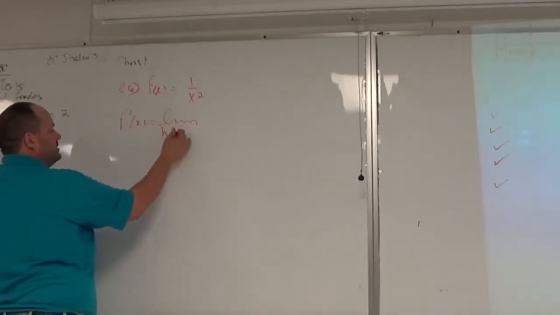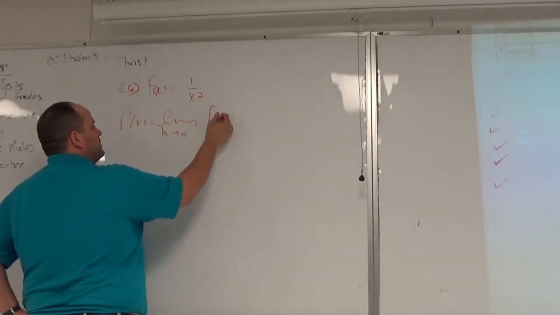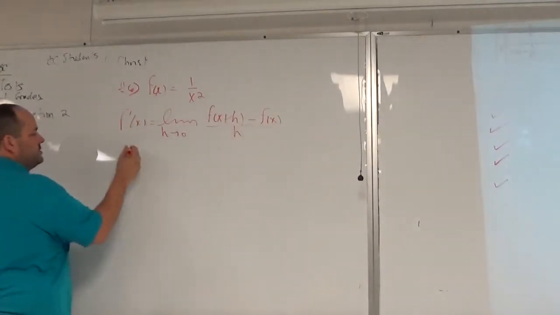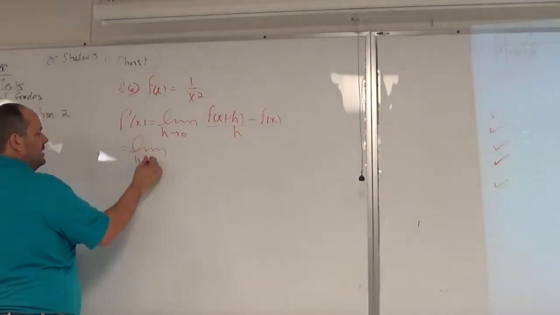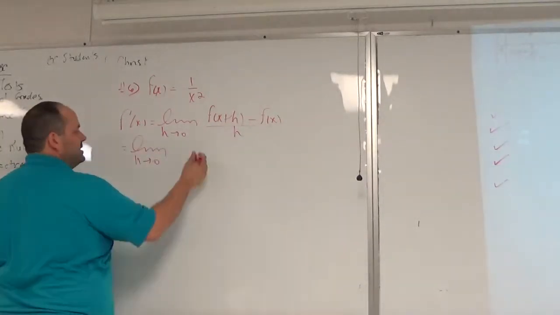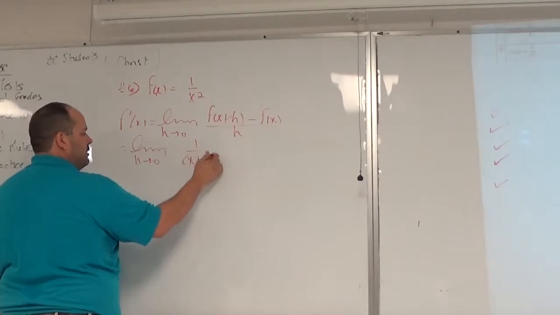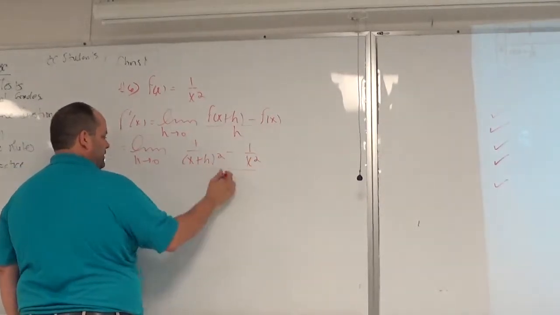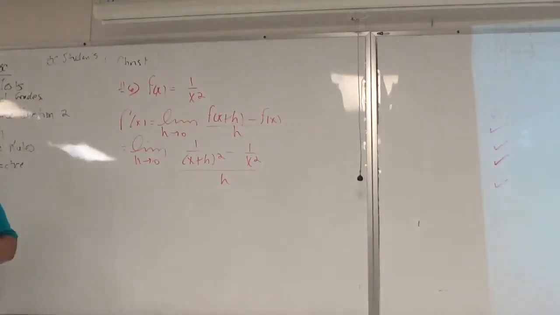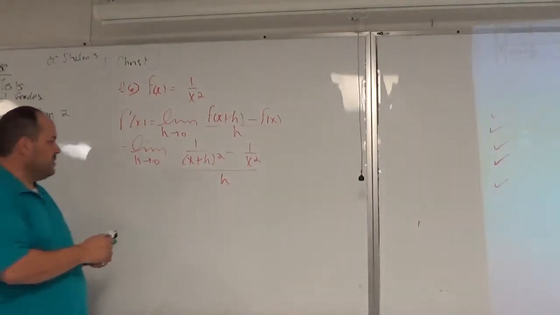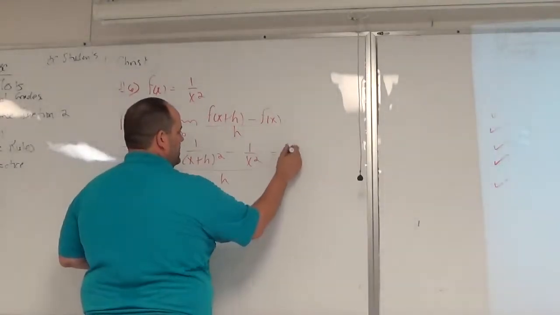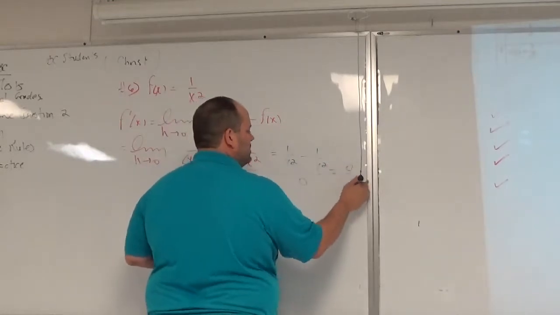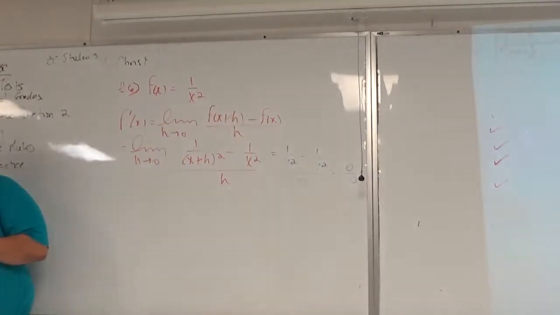Yes. Alright, so I'm going to work through a tough one. Limit as h approaches 0 of f of x plus h minus f of x all over h. f of x plus h means 1 over x plus h squared, minus f of x is 1 over x squared, over h. If I try evaluating at 0, I'm going to get 1 over x squared minus 1 over x squared over 0, 0 over 0. That's a bump.